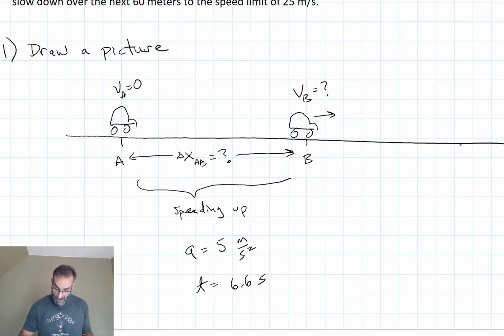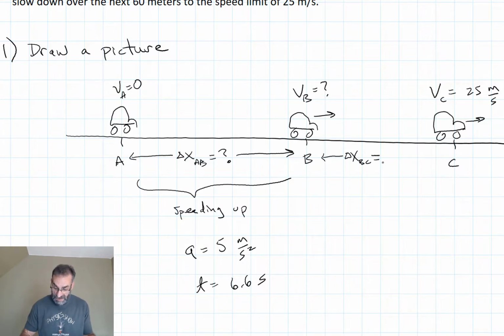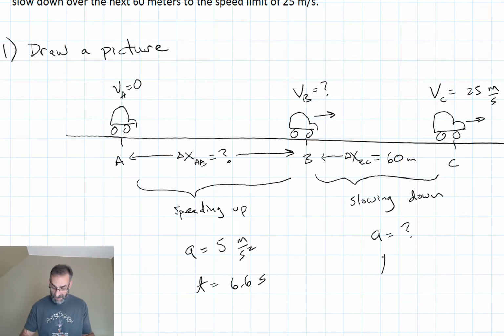And at some later point, you're moving at the speed limit of 25 meters per second. This distance was 60 meters. And during this time, your car was slowing down. We do not know the acceleration. We do not know the time. Maybe that helps. Maybe you can attempt the problem now.